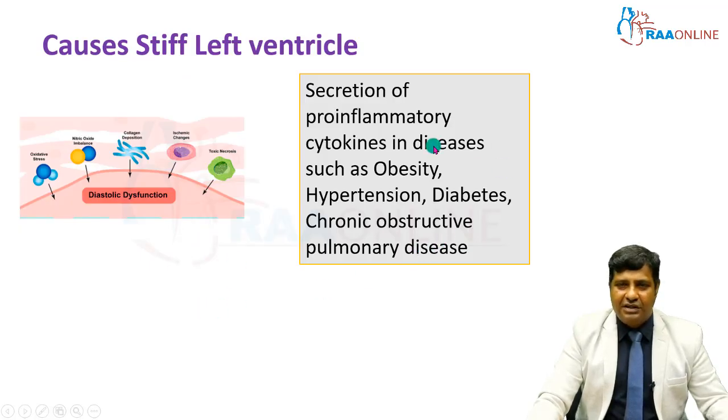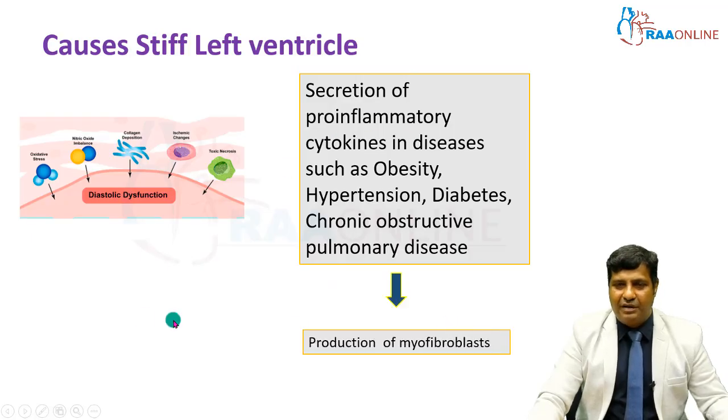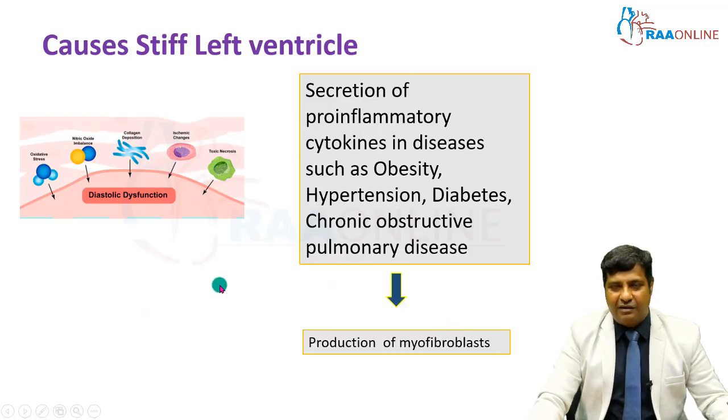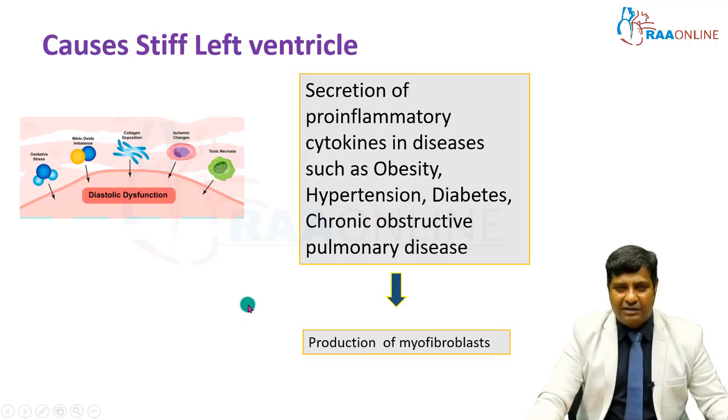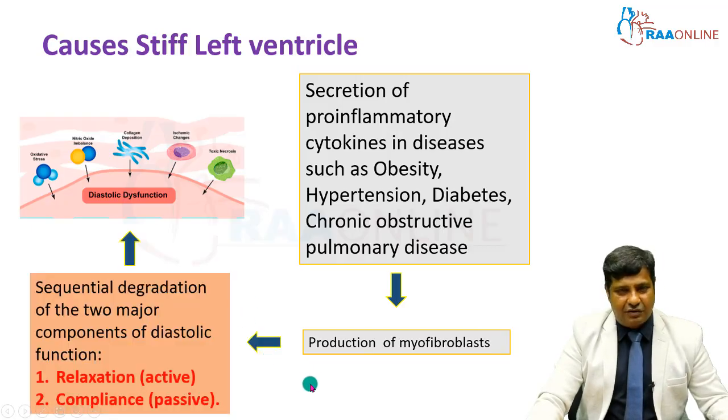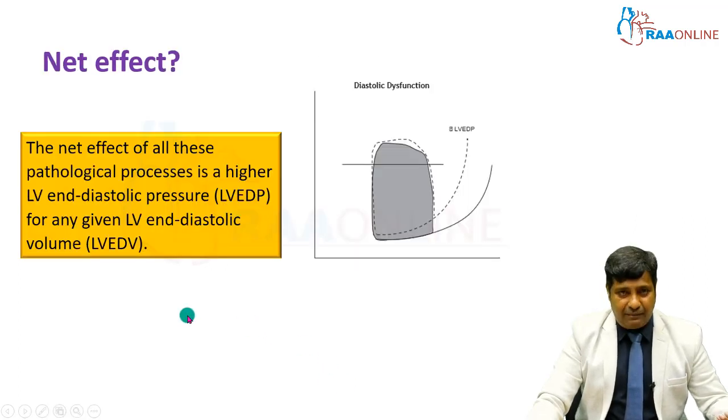Certain conditions like obesity, uncontrolled hypertension, diabetes and COPD all cause an imbalance and produce pro-inflammatory cytokines. These pro-inflammatory cytokines are the major factors in causing fibroblast activation and changes in the collagen distribution, which affects these two important components of diastolic function, that is, your active relaxation and passive compliance. It causes the left ventricle to become more stiff and it affects the relaxation.